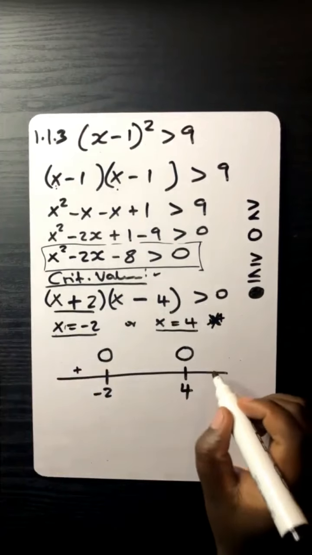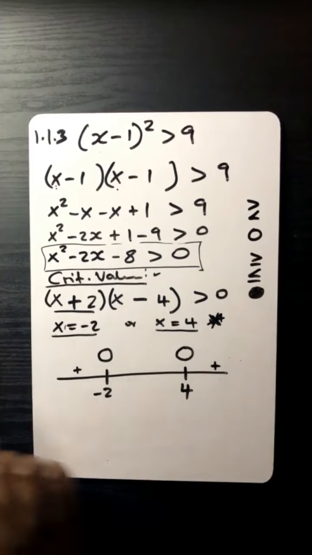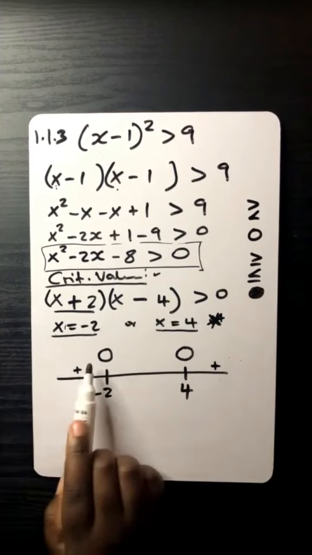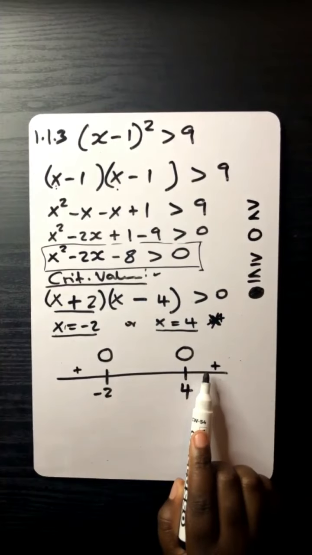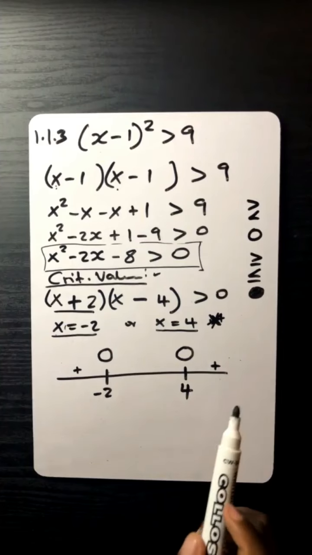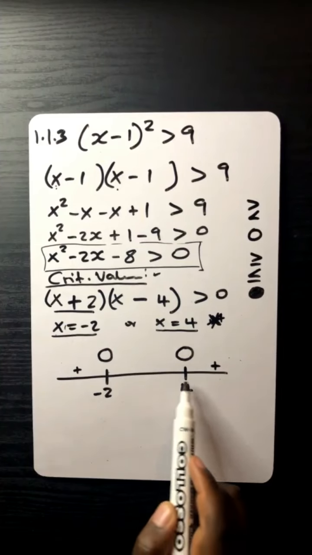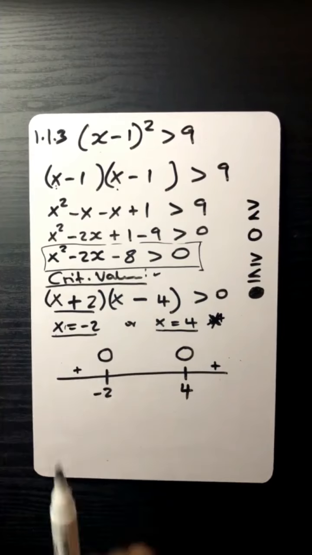So also I get a positive number. Remember, guys, you can use negative 10, negative 100, negative 1,000, negative million, whatever number. On this side, you can use positive 5, positive 6, positive 10, positive 100, as long as it's a number greater than the critical value, as long as it's a number less than that critical value.